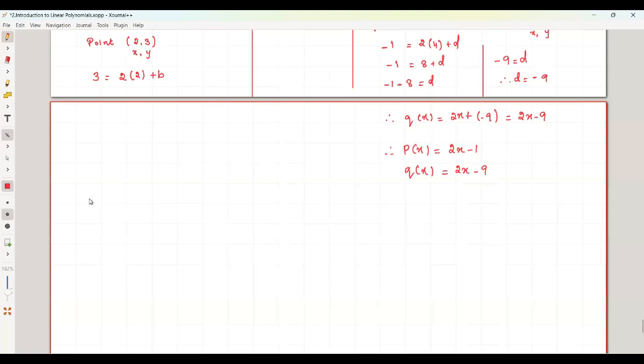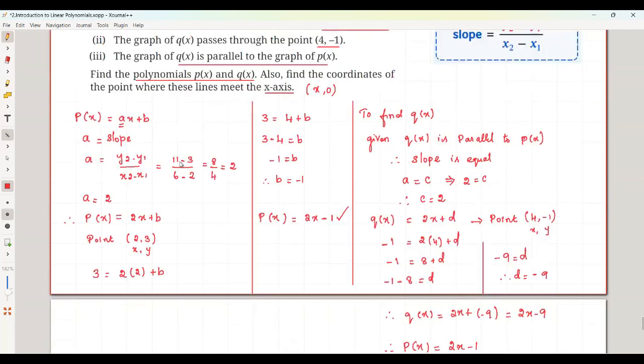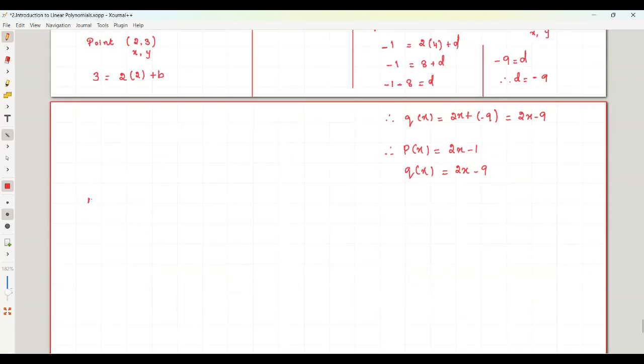This is the third question, second part. The line meets the x-axis means the point will be x comma 0. We have to check x comma 0.